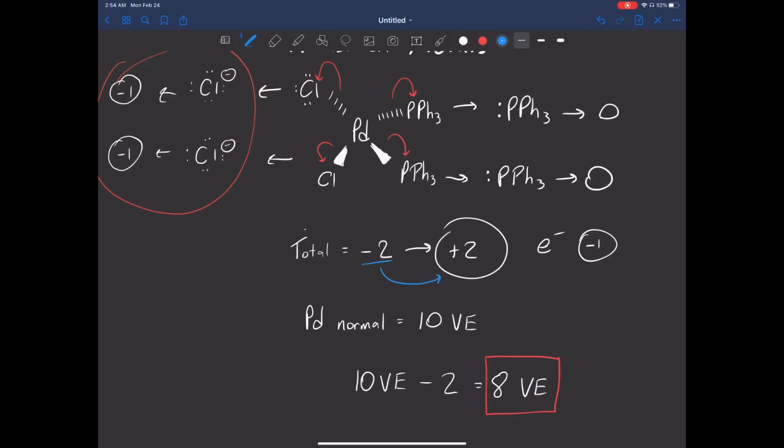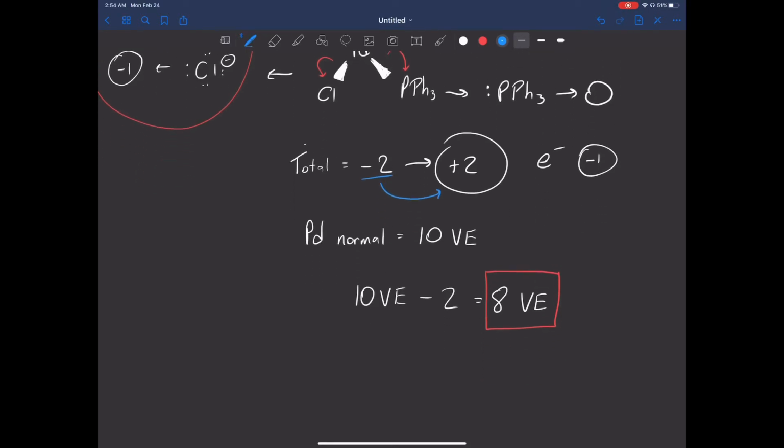That is our oxidation state. The oxidation state tells us how many electrons our metal is lacking from its normal state. You guys can think of it. So in our case, palladium was used.